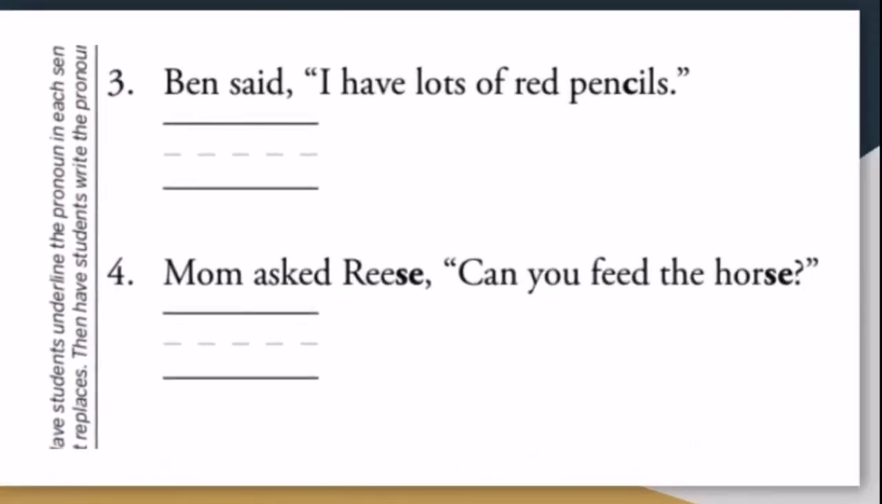All right, number 3. Ben said, I have lots of red pencils. What are we going to draw an arrow to?